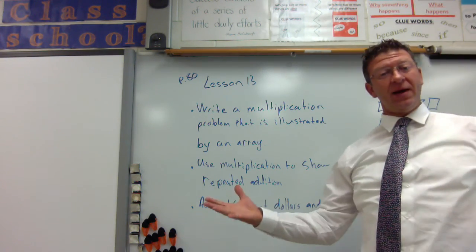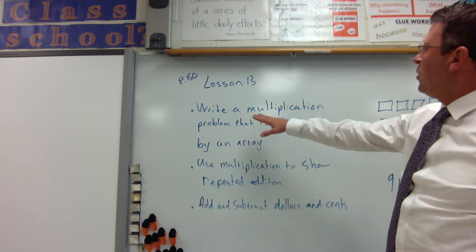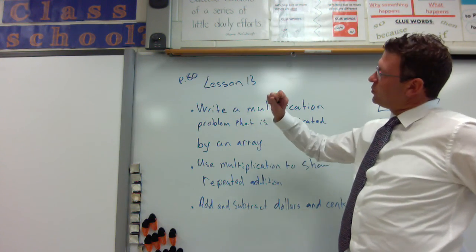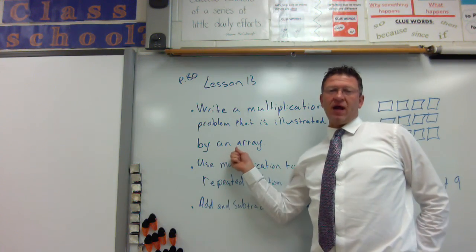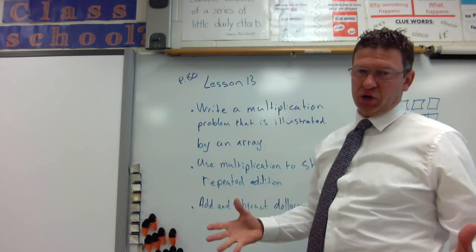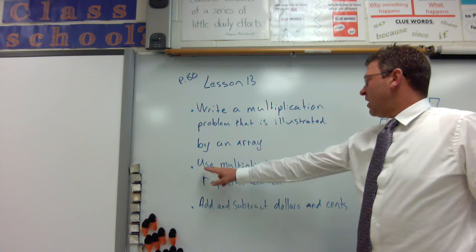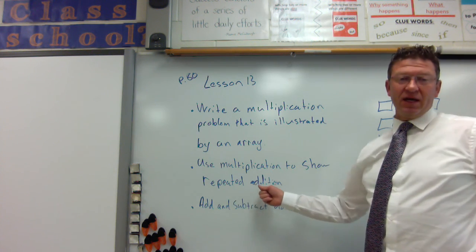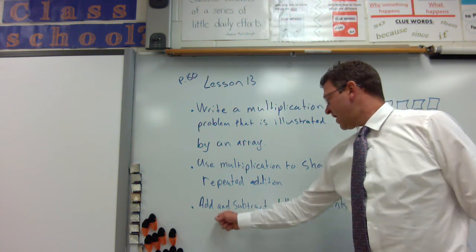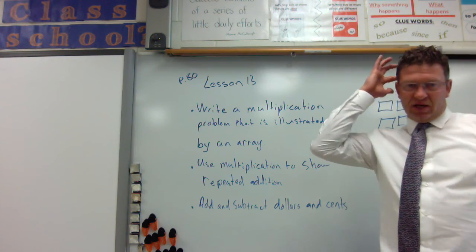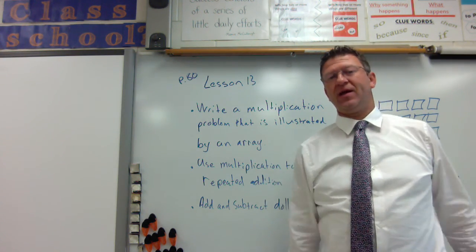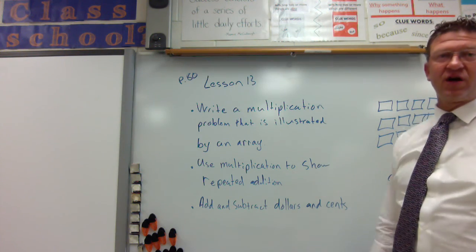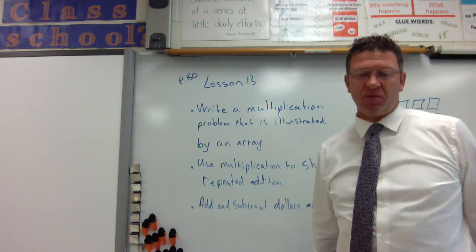We're going to do a little multiplying, then we're going to do a little adding and subtracting. We're going to write a multiplication problem that is illustrated by an array. An array is just a picture, okay? And then we're going to use multiplication to show repeated addition. And then we're going to add or subtract dollars and cents. And we're going to start our little chant, line up the decimal point. To add and subtract dollars and cents, you just got to remember, line up the decimal point.